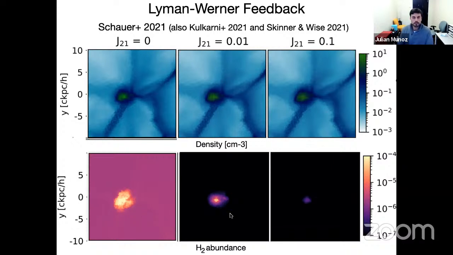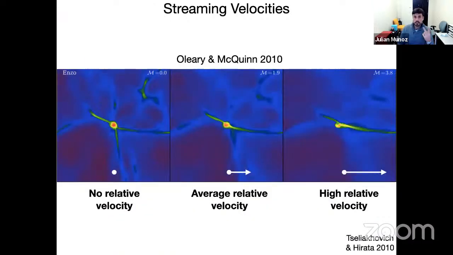So you start seeing how cranking up the Lyman-Werner reduces the abundance of molecular hydrogen, so it makes it harder to cool gas into stars. The second effect is the baryon dark matter streaming velocities, which were pointed out in 2010 by Dmitry Tseliakhovich and Chris Hirata. And immediately, different groups did simulations of how they affect the first galaxies.